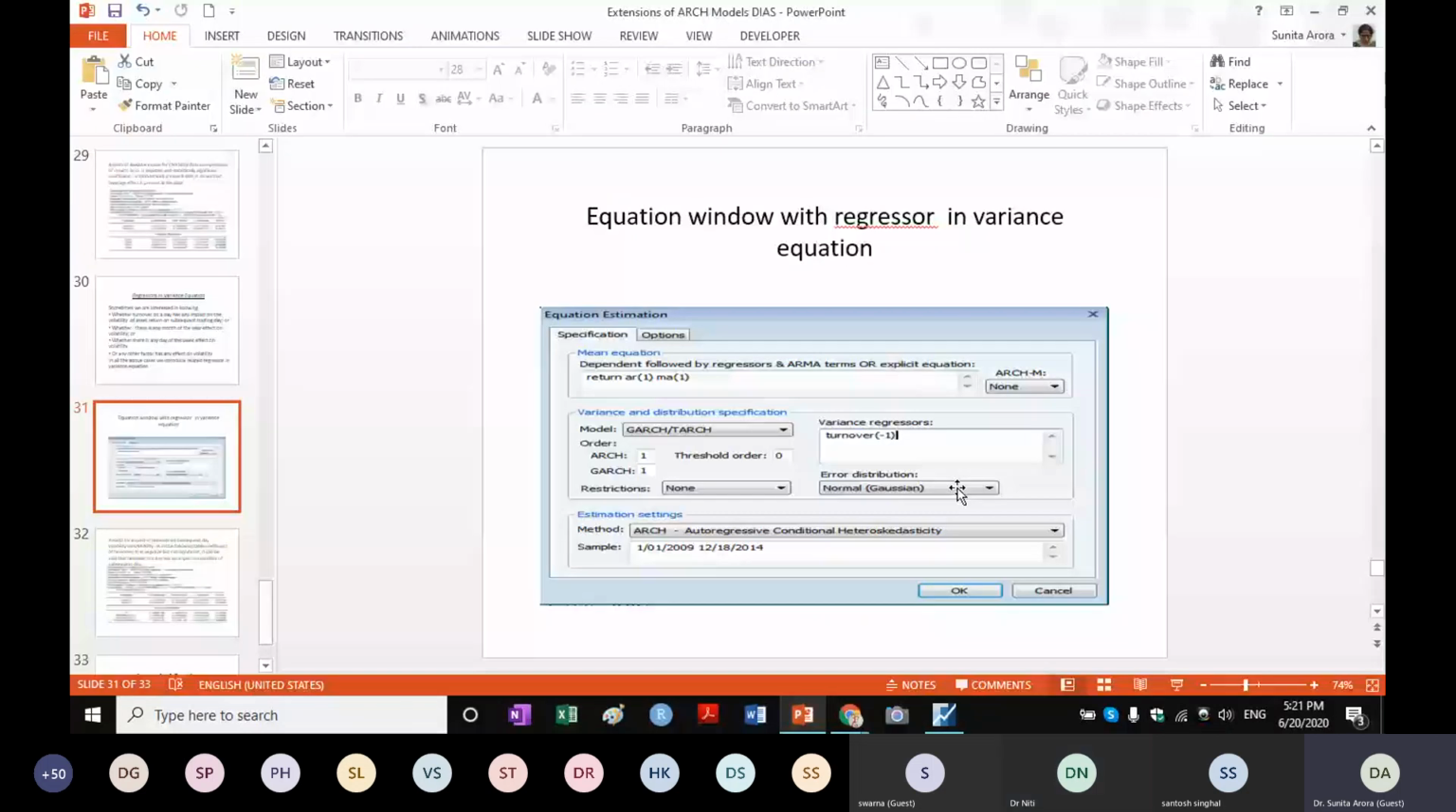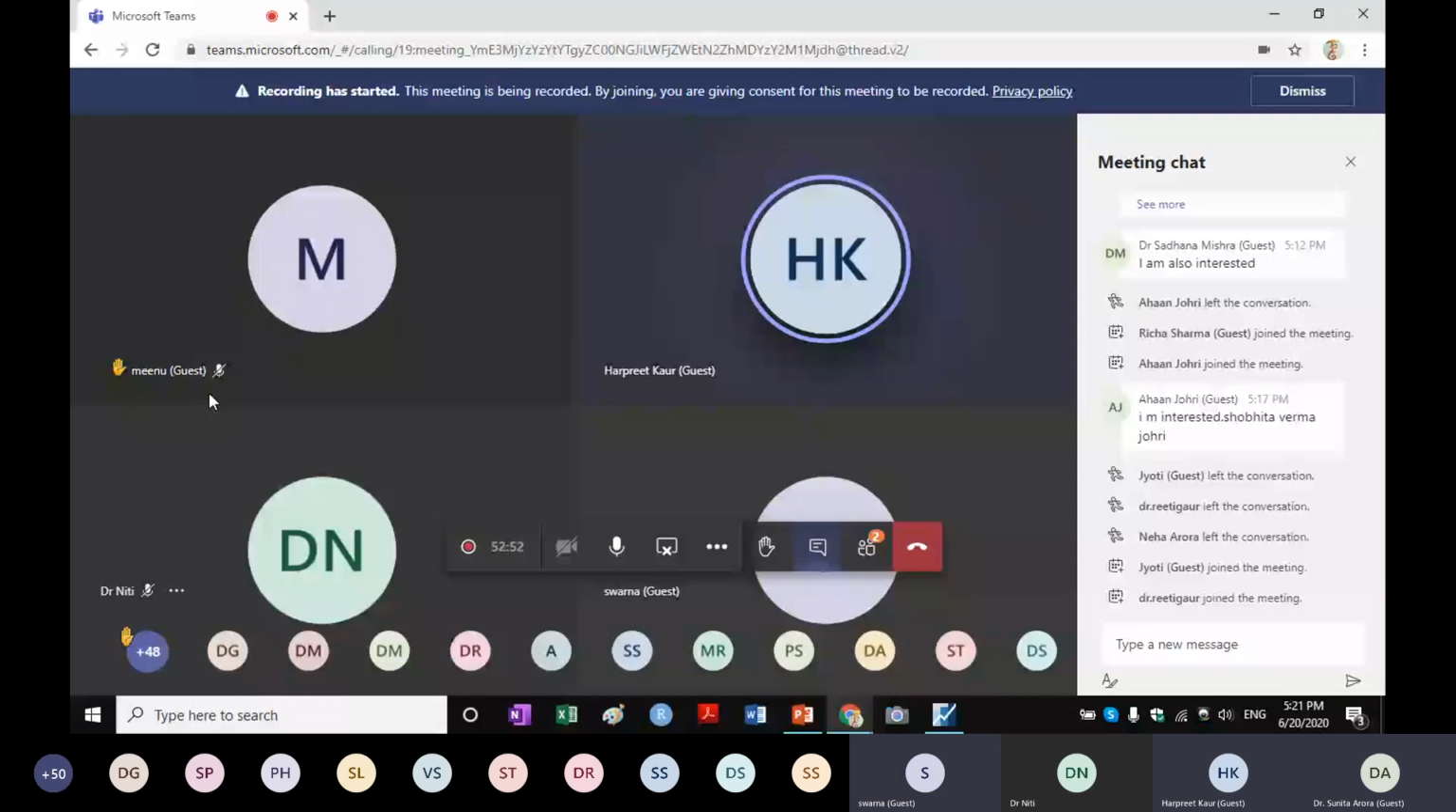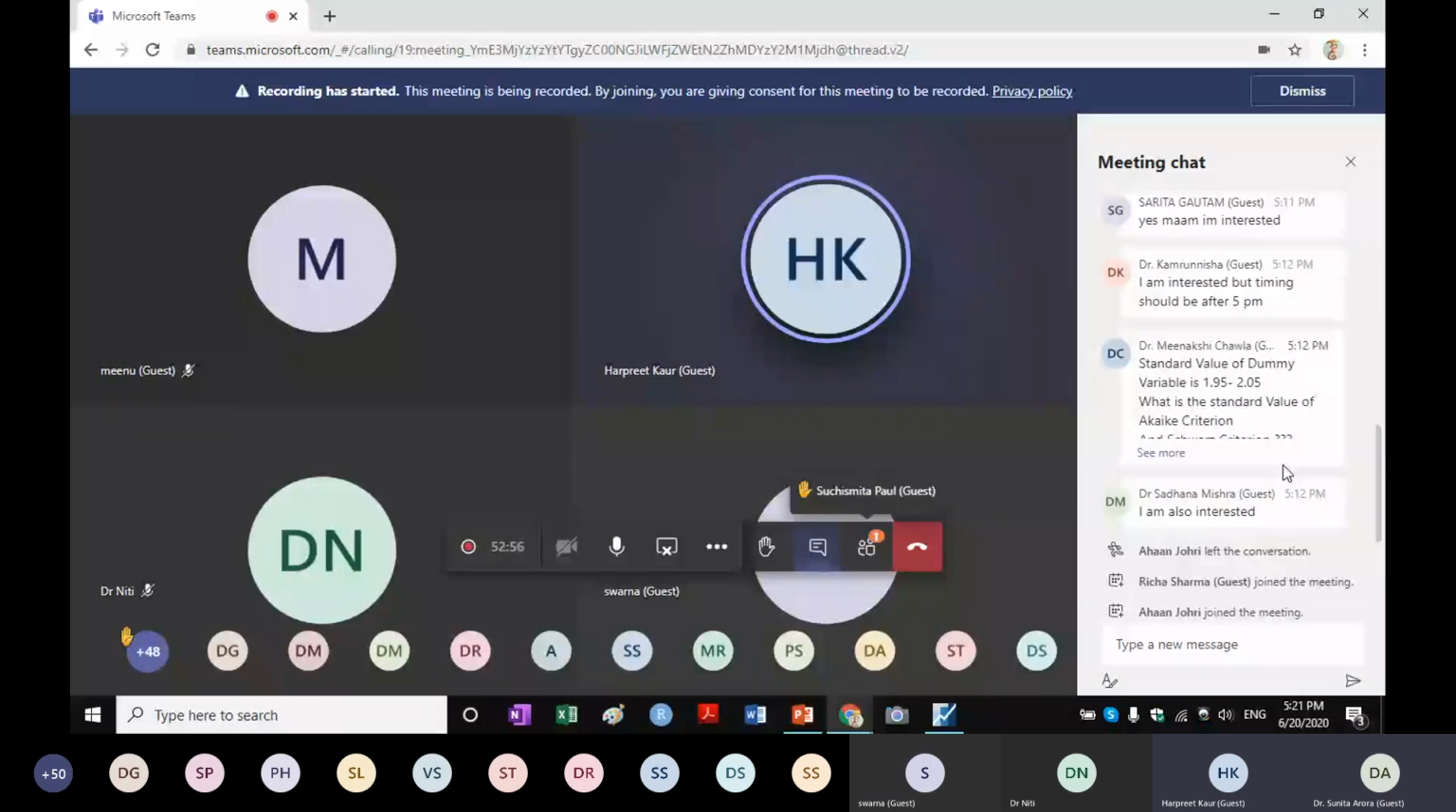Questions for volatility, please. Ma'am, Harpreet this side. Ma'am, as you have mentioned turnover -1, that is when we have to see the impact of something on volatility. For example, if I want to see the impact of one index on another index, can I put this as a regressor in the variance equation? That will be volatility spillover.